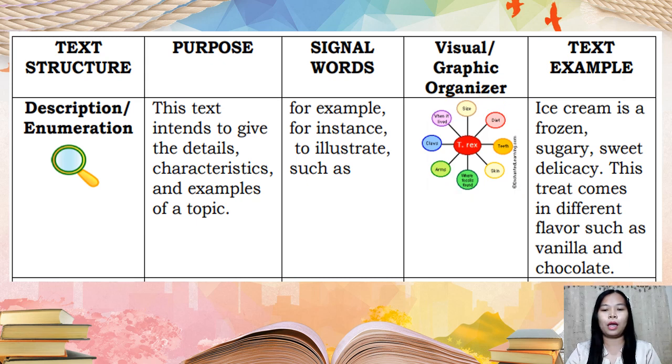Now for an example of the description or enumeration text structure: Ice cream is a frozen, sugary, sweet delicacy. This treat comes in different flavors such as vanilla and chocolate. So in the text, ice cream is being described and there are also some characteristics that are enumerated in the text. So again, the first is description or enumeration.